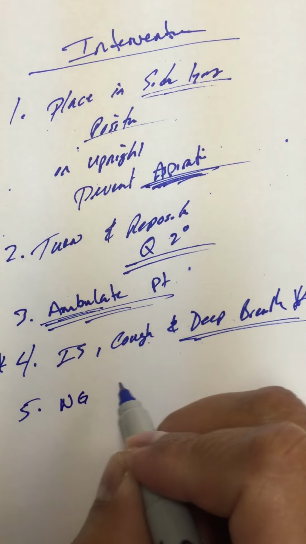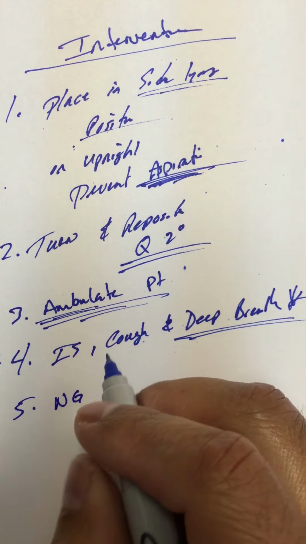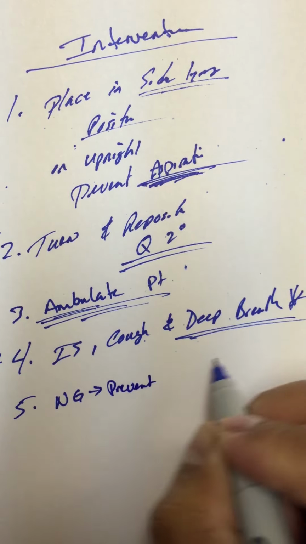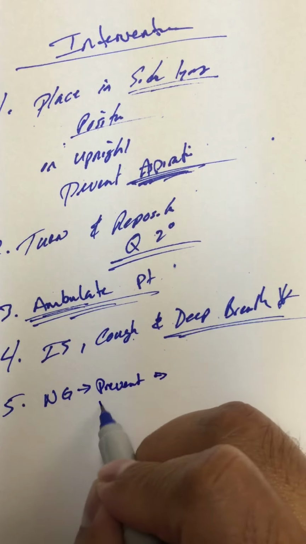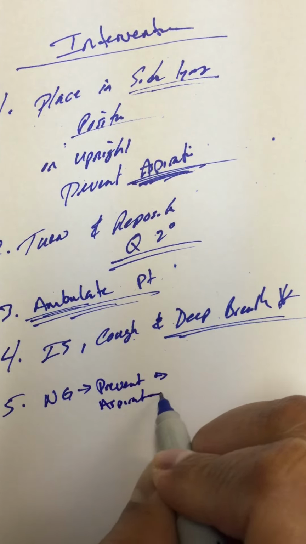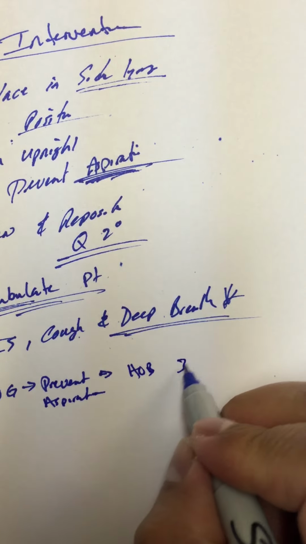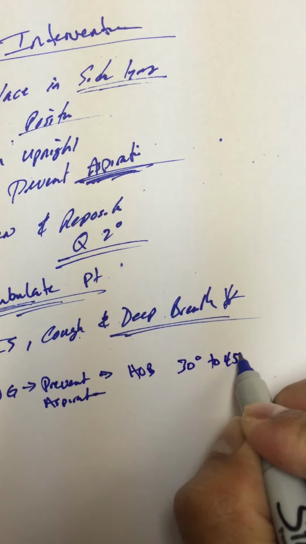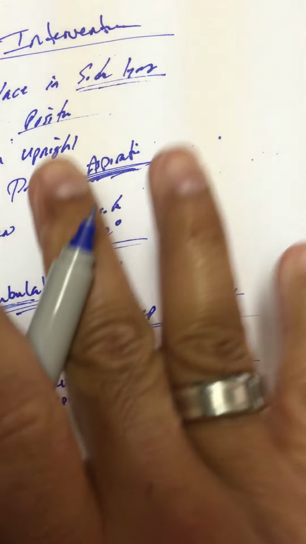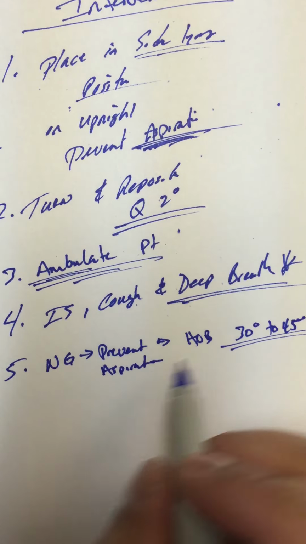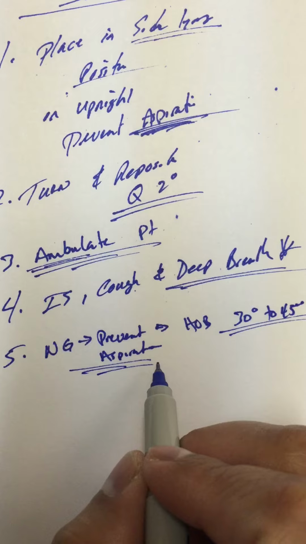Again, any patients with NG tubes, you want to prevent aspiration. So same thing, you want to make sure that the head of bed is at a 30 to 45 degree, brought up 30 or 45 degrees. You do not want to put them in a supine position. Again, you're trying to prevent aspiration.